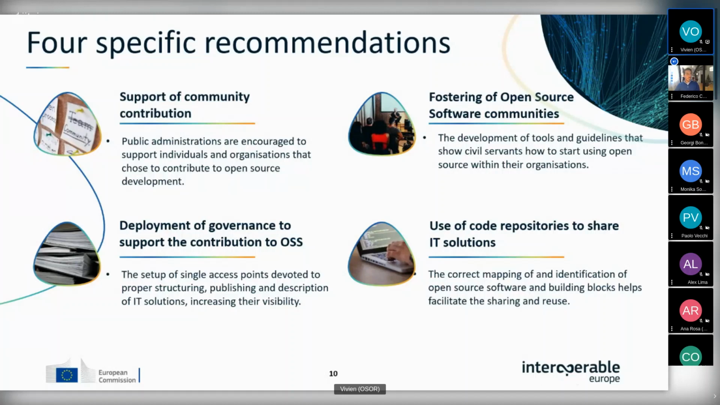The third recommendation is related to deployment of governance to support the contribution to open source. We know that governance is an essential pillar of open source communities per se, but when it comes to defining governance, it's also important to standardize, define processes, and also the way in which IT solutions are described or published in order to increase visibility. So here it's a definition of processes and also a standardized way to describe the different solutions. And lastly is the use of code repositories to share IT solutions. So to provide a single point of access where public administrations can find the correct mapping and identification of open source software and building blocks.